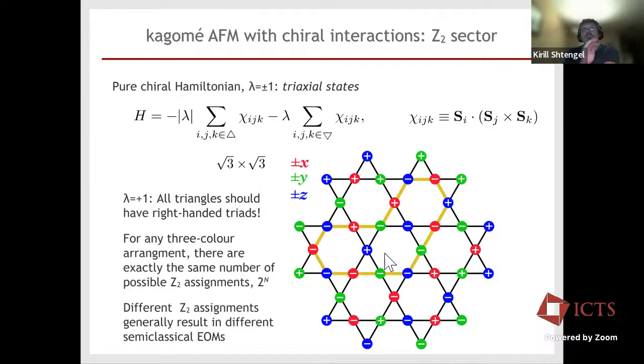Now, the important fact here is that for any three-color arrangement, there are exactly the same number of possible Z2 arrangements. In fact, it's 2 to the n, where n is the number of unit cells, or the number of hexagons in the lattice. And different Z2 assignments generally would result in different semi-classical equations of motion, even though the classical energy is the same. So if you want to go into the semi-classical physics, interested in quantum fluctuations, these assignments matter.